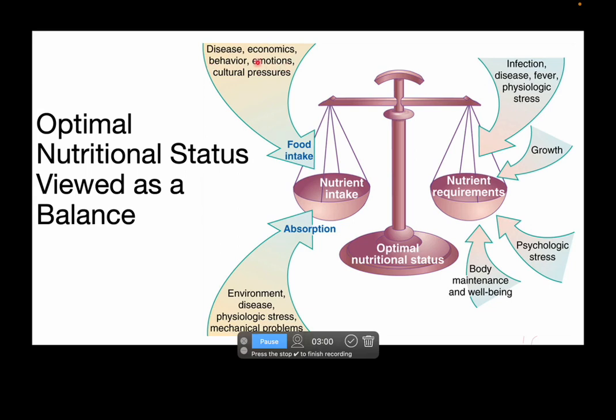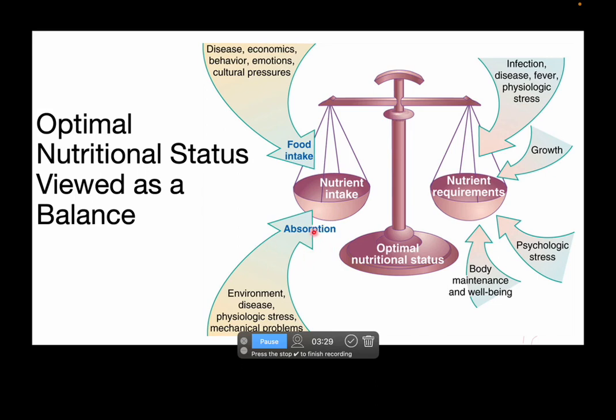Emotions, of course, I always like to joke that after you've been broken up with, you never find yourself in the produce section, but you often find yourself in the ice cream section. So our emotions can influence what foods we're taking in. And then cultural pressures. So in some cultures, eating bugs is common and it is an acceptable cultural practice. In the US, eating bugs is not as much of an accepted cultural practice. People would look at that person odd.